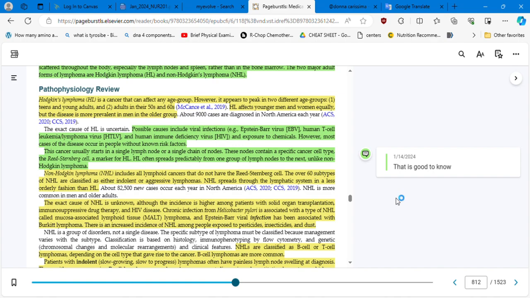Chronic infection from Helicobacter pylori, pay attention to this, is associated with a type of NHL called mucosa-associated lymphoid tissue. It's called MALT lymphoma. An Epstein-Barr viral infection has been associated with Burkitt lymphoma.